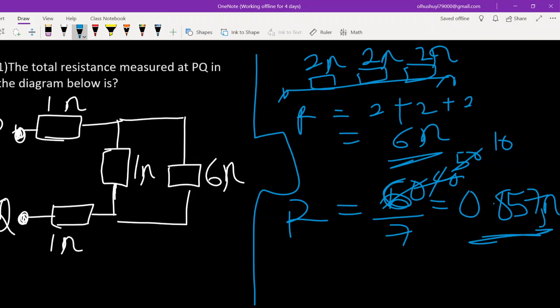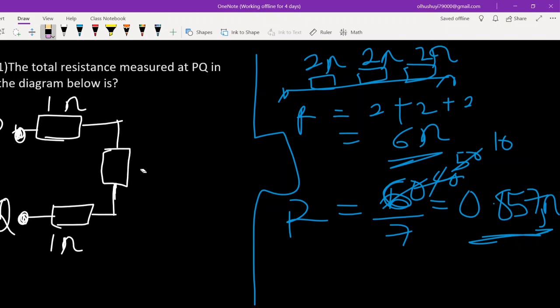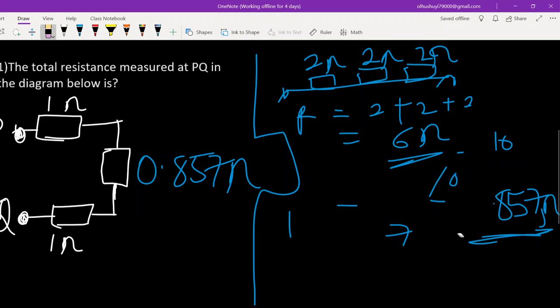So we modify this again. If you remodify this, this will go, this will go, this itself will go. Then you are going to have 0.857 ohms. What kind of arrangement do we have? Finally, it is a series arrangement, just like the first one that we did.